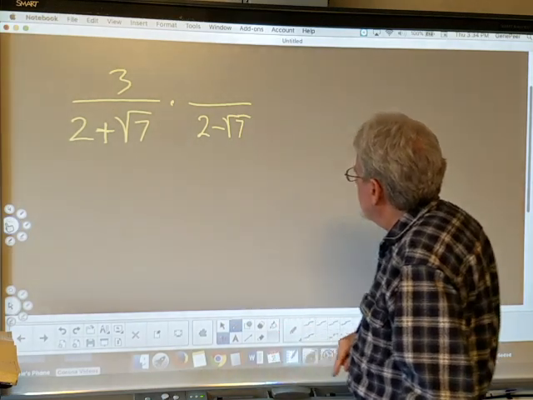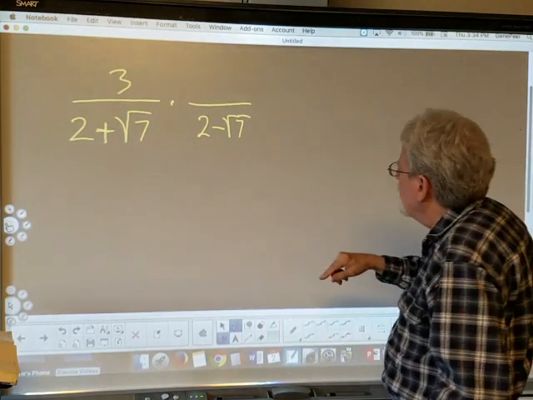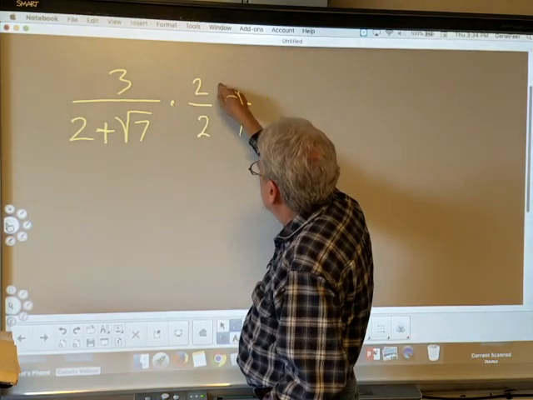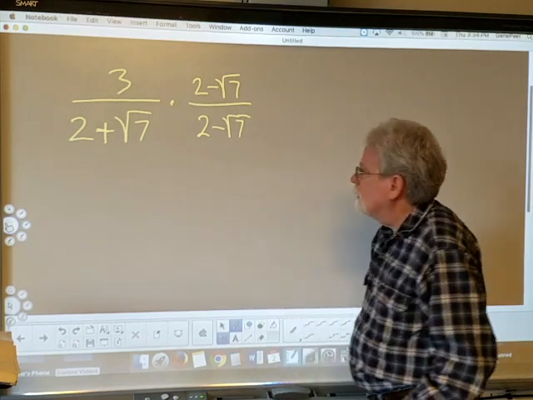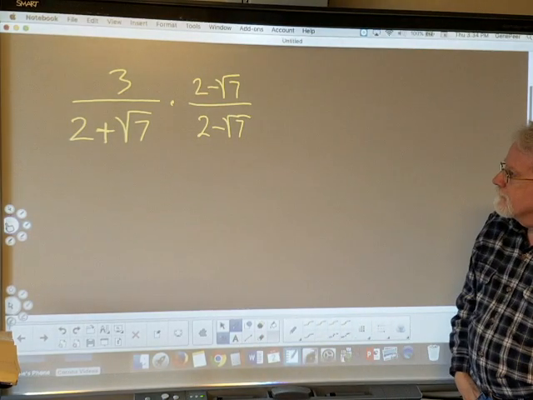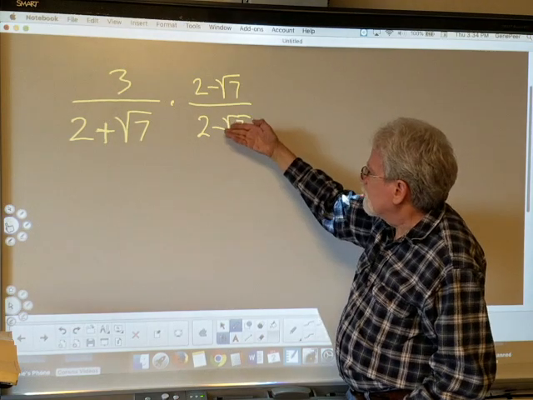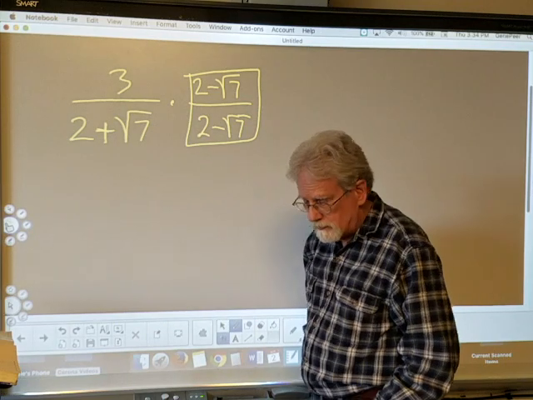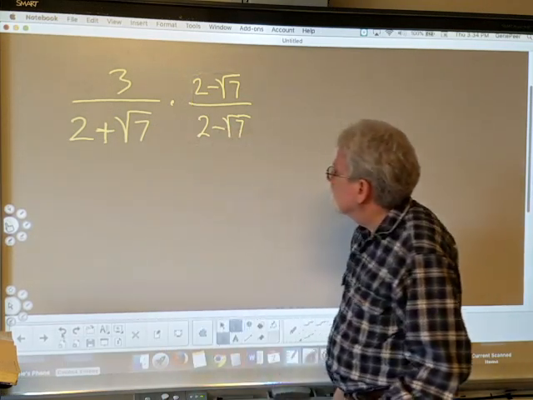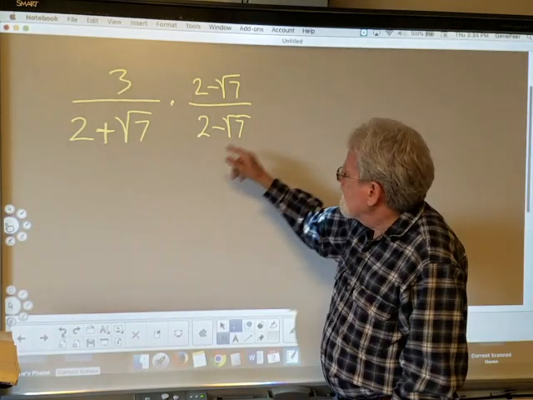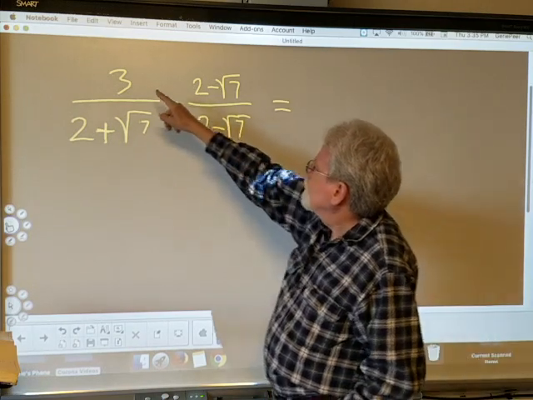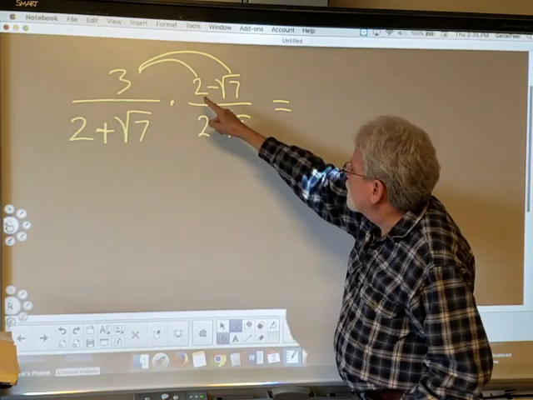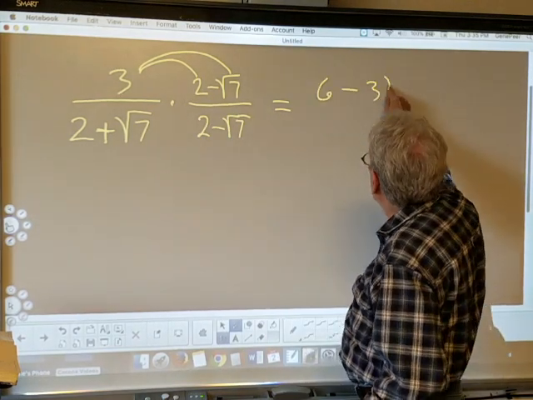But you can't just do that unless you also... Oh, yes! Yes, we did it here. We also multiply the numerator by 2 minus square root of 7. These have to be the same, so that we're just multiplying by a very fancy name for 1. Makes it legal. So what good is this? Watch what happens. Numerator becomes distributive property. Don't forget your basics. Numerator becomes 6 minus 3 square root of 7.